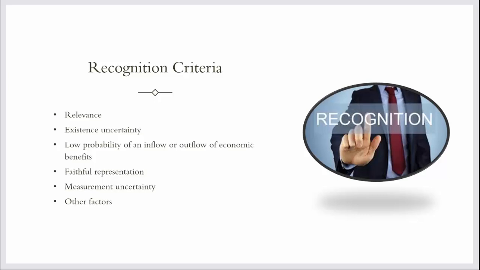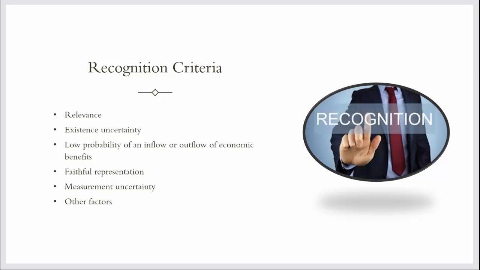4. Faithful representation. Recognition should provide a faithful representation of the item, meaning it should be complete, neutral, and free from material error. This includes ensuring that the depiction of the asset or liability is accurate. Example, if a company sells a piece of equipment but retains significant control over its use, recognizing the sale might not faithfully represent the transaction. The company might need to continue recognizing the asset or provide explanatory information.